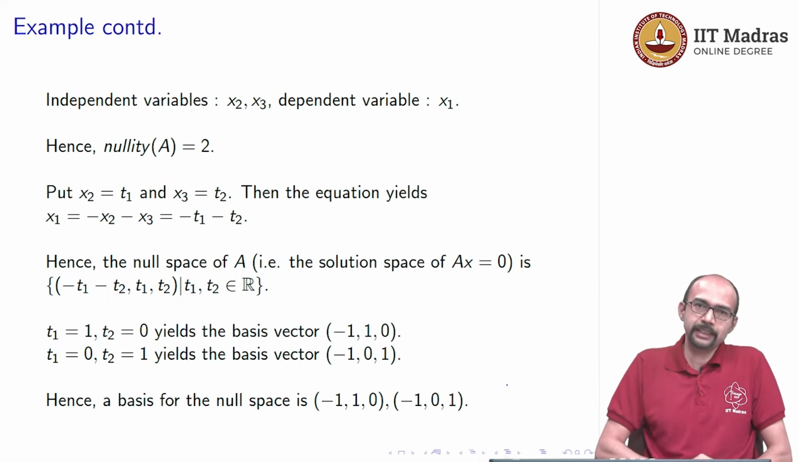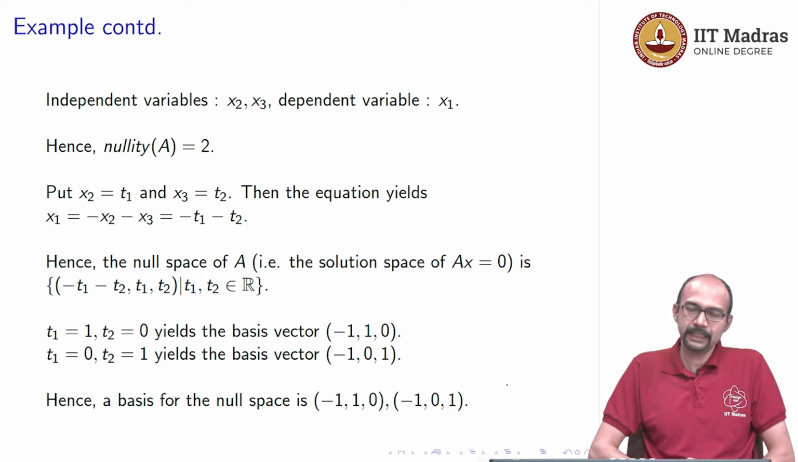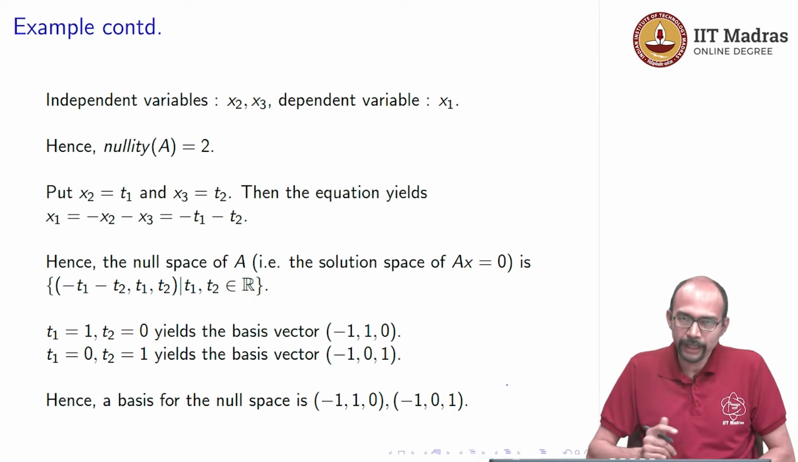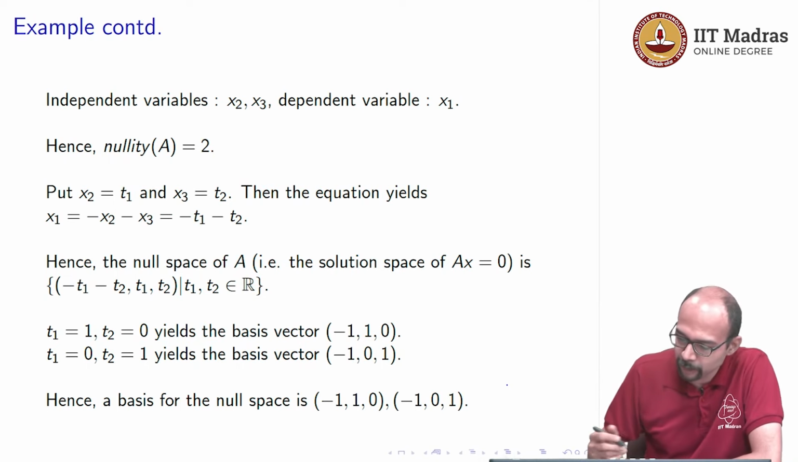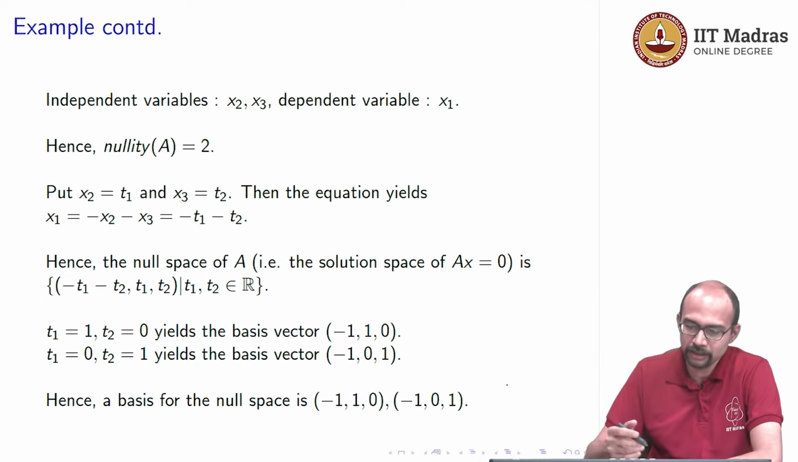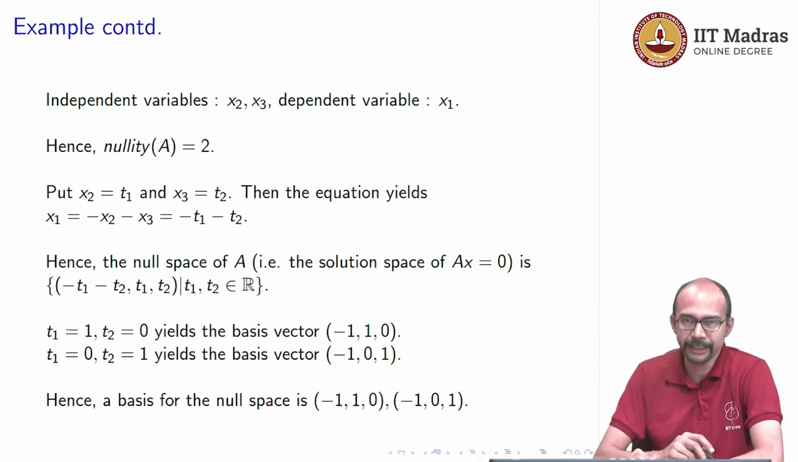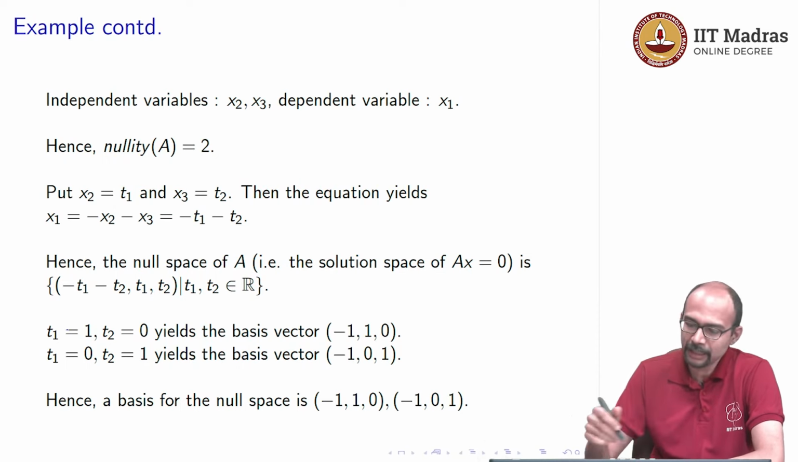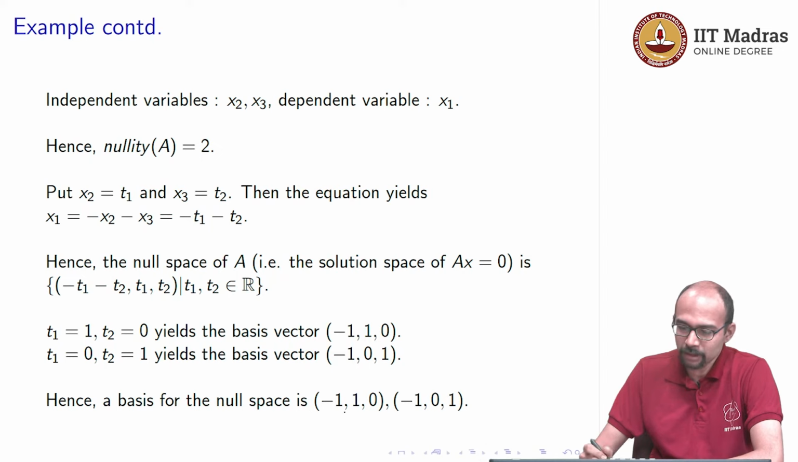And so, the basis for this null space is (minus 1, 1, 0) and (minus 1, 0, 1). These two vectors are clearly linearly independent, you can check that, and they also span this vector space. Why do they span? They span because any vector in this vector space looks like (minus t1 minus t2, t1, t2). So, any such vector can be written as a linear combination of these two. It is exactly t1 times the first vector plus t2 times the second vector.